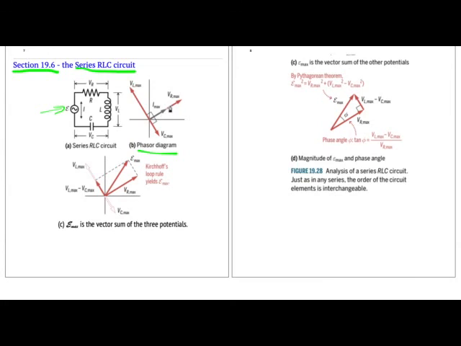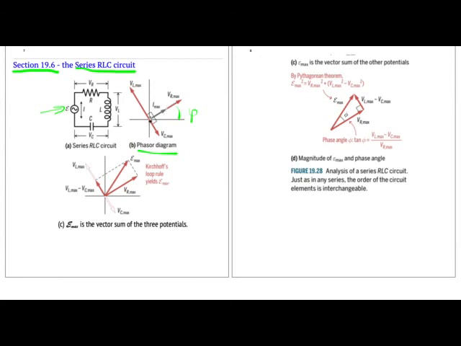We'll have a current with some angle. So there'll be a current in some direction in the phase diagram. And I guess that angle is the phase angle. The potential difference across the resistance will be in the same direction as the current, because for a resistor, the phase angle is 0.